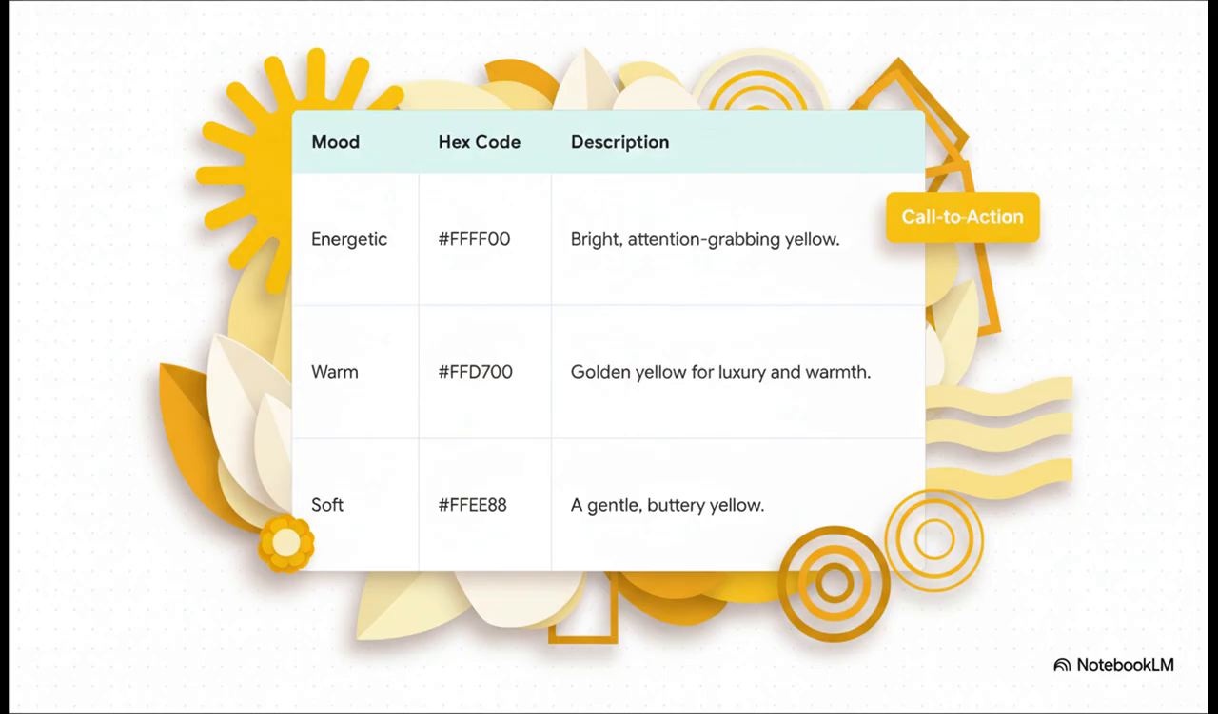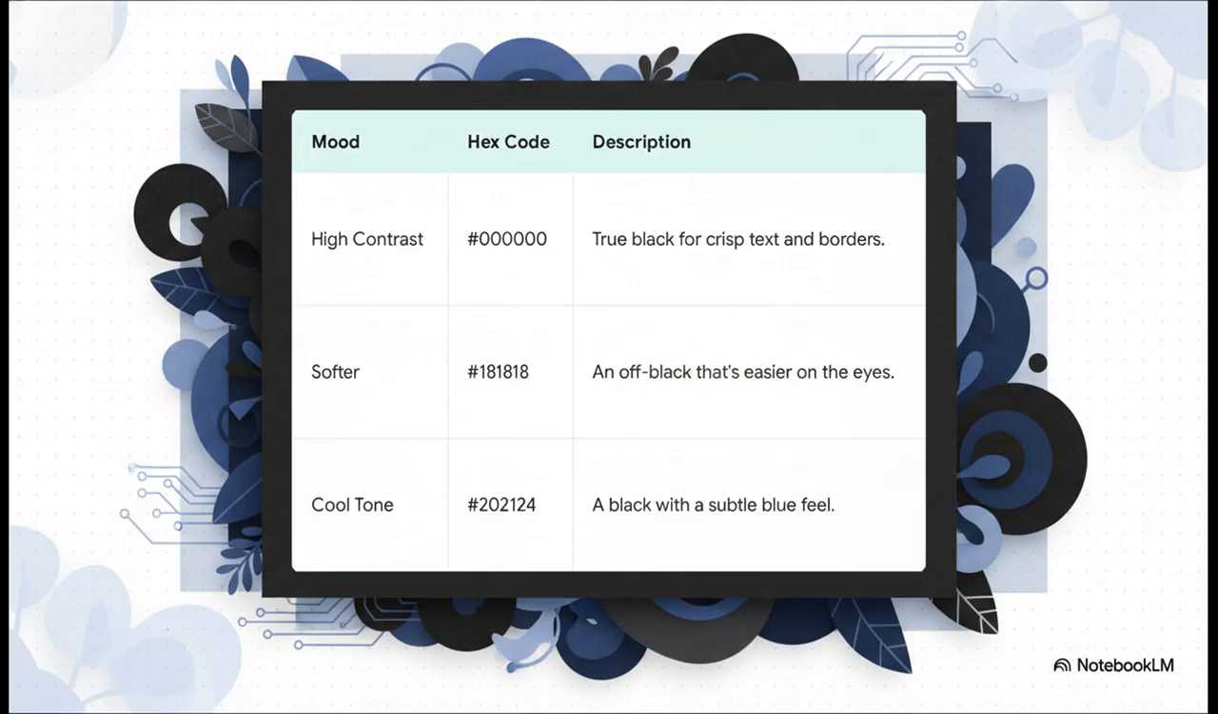We can break it down to create totally different moods. You could use a super bright, energetic yellow for your buttons, something that really grabs your attention. Or you could go with a softer, almost buttery yellow for a background to give the whole site this warm, optimistic feel.